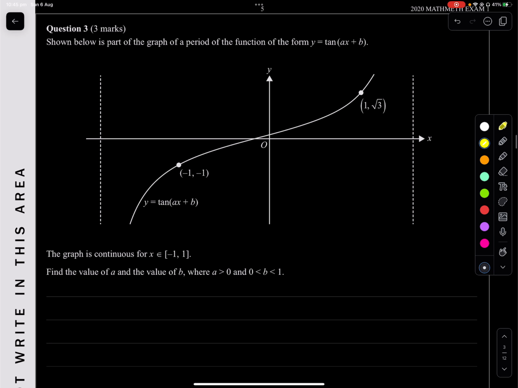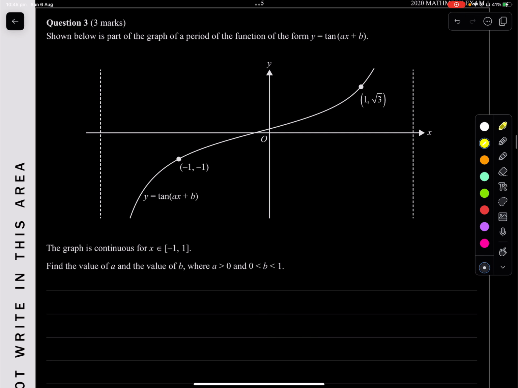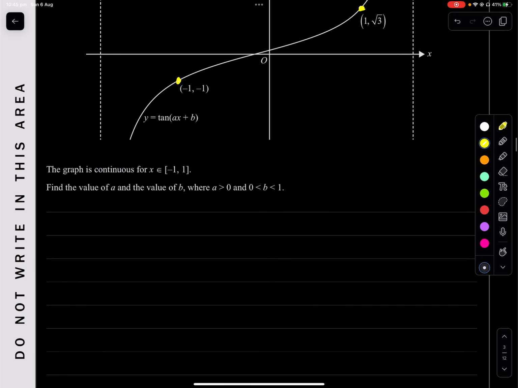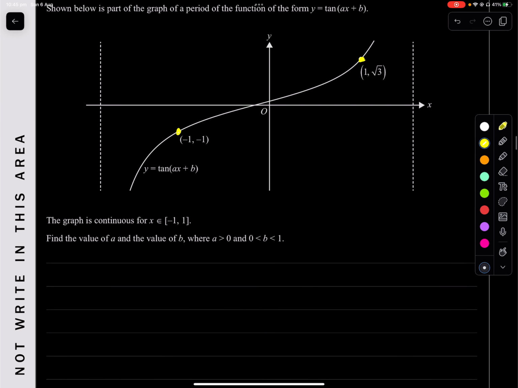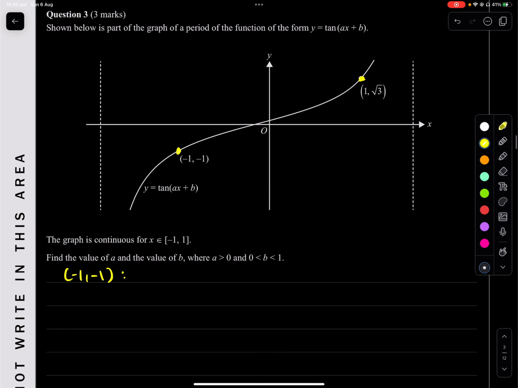Alright, question 3. Shown below is part of the graph of the period of a function of tan. Okay, so we don't know a and b, and we're given 2 points already. That's good. The graph is continuous from -1 to 1. Find the value of a and the value of b, where a is greater than 0 and b is between 0 and 1. Okay, not too bad. So this is just making 2 simultaneous equations. So let's sub in the first value, so -1 to 1 is, so that will create -1 tan.